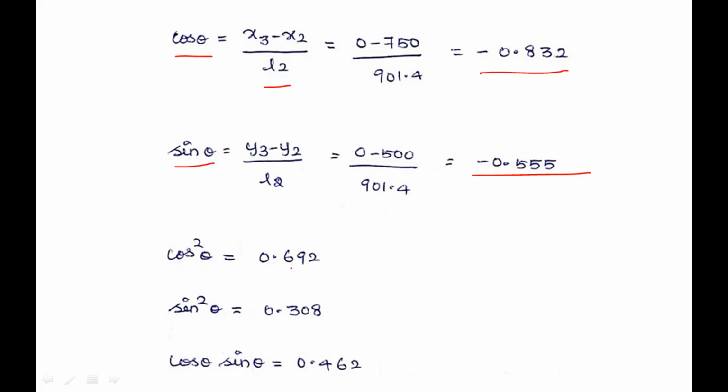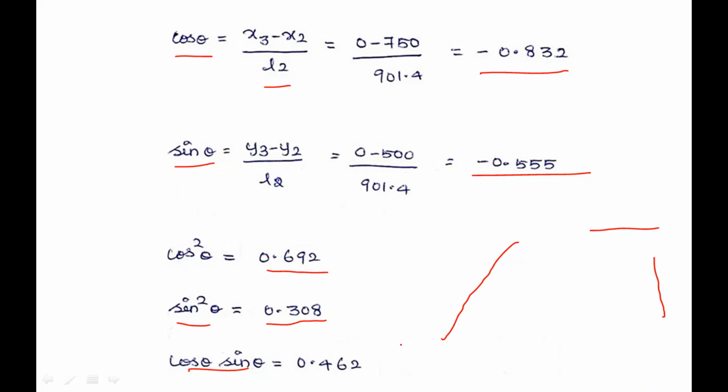So we have to find the cos square theta. Cos square theta is 0.692. Sin square theta is 0.308. Cos theta sin theta is 0.462. Since the truss element is in an inclined position, we get cos square theta, sin square theta, and cos theta sin theta, all the values. If the truss member is horizontal or vertical, then forming the element characteristic equation is very easy. But if it is in an inclined position, we get all the terms in our element characteristic equation.